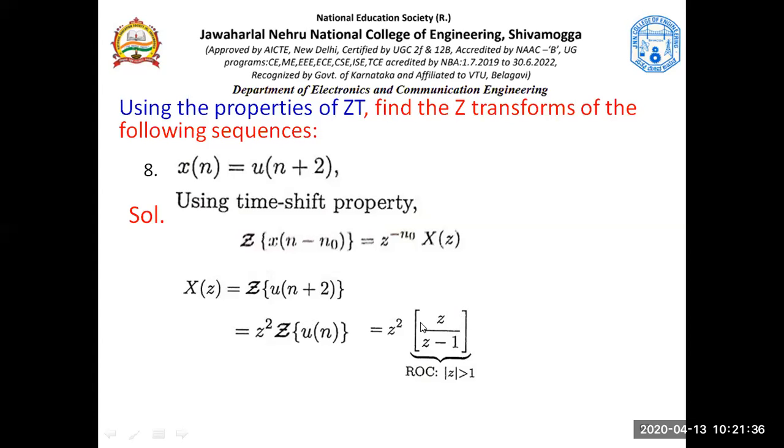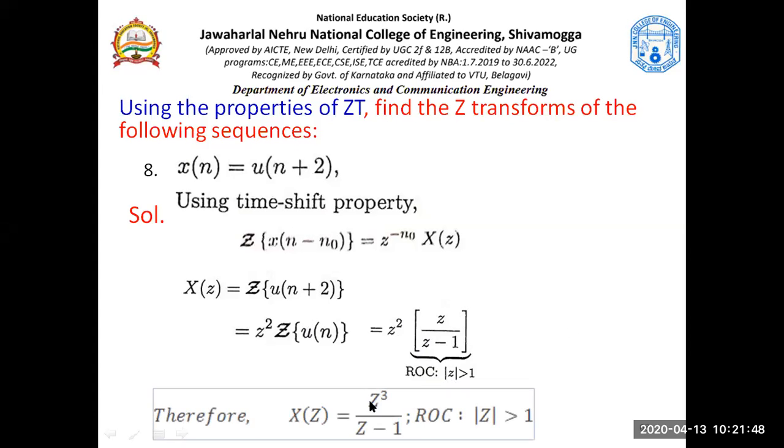Here we have written the Z transform of U of n. Now we just multiply this and it will become Z cubed divided by Z minus 1 with ROC Z greater than 1. So which ROC would you use? You would use the ROC of the basic signal.